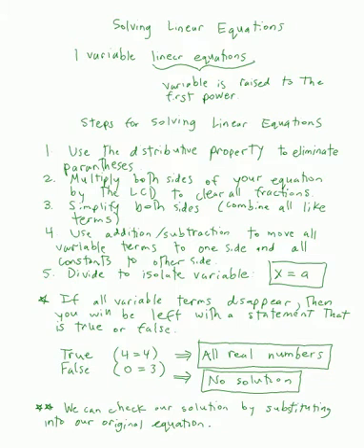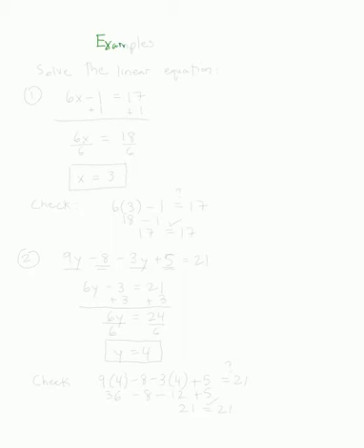So let me write down a few examples. We'll start off simple and we'll get tougher. Now for all these problems, we're going to solve the linear equation. So example 1, 6x minus 1 equals 17. So we'll go through the steps.